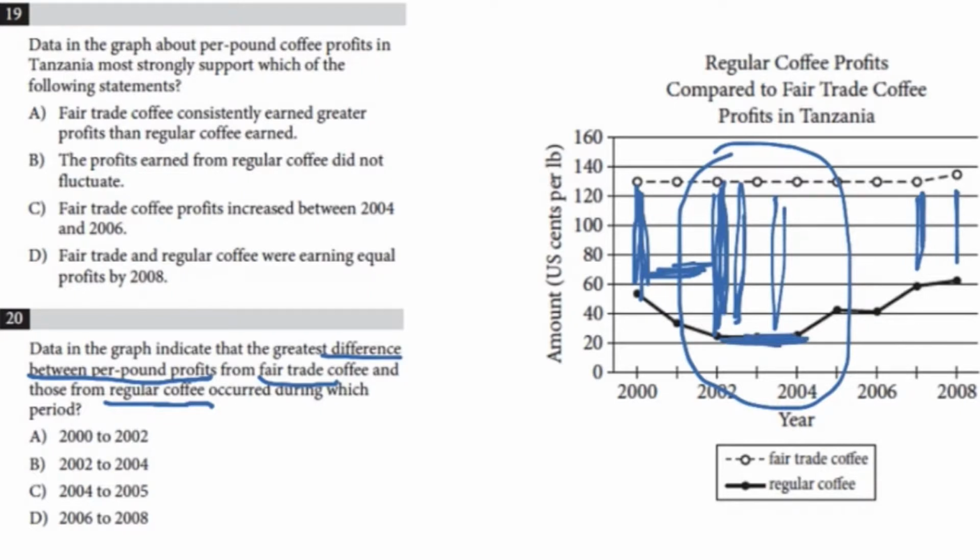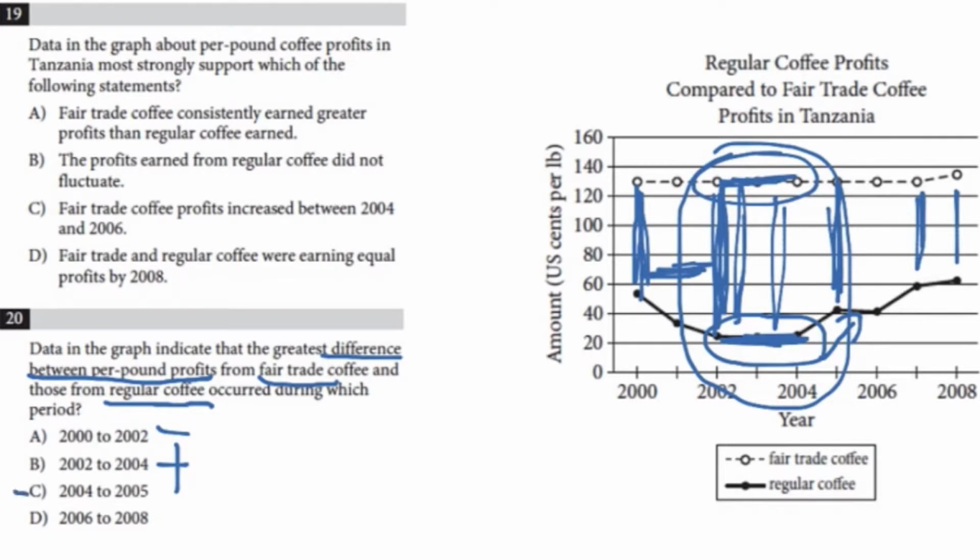From 2002 to 2004, if we look at only the graph, we see that the price for fair trade coffee is at its highest, while the price for regular coffee is at its lowest. So if we go back to the answer choices, I'm going to put a plus next to B and a minus next to A. C says 2004 to 2005. We actually have an increase in the price of regular coffee. That shrinks the difference between fair trade coffee and regular coffee, so the difference is not as dramatic again as it was from 2002 to 2004.